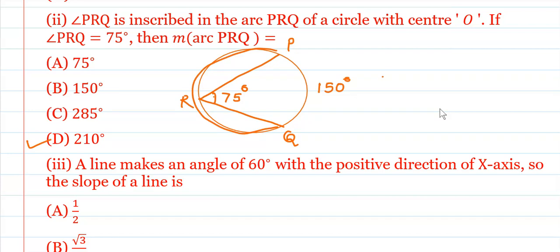आता measure of arc इथे PQ जर 150 असेल तर remaining किती असेल? The total is 360. 360 minus 150. Then you will get the measure of arc PRQ is equal to 210. 360 मधनं 150 minus करणार. Therefore, the measure of arc PRQ is equal to 210. Therefore, the option D is the correct one.